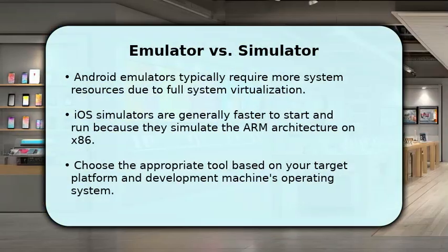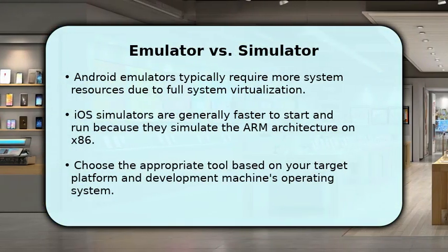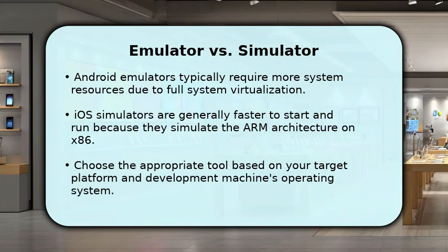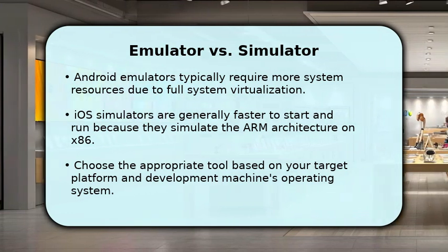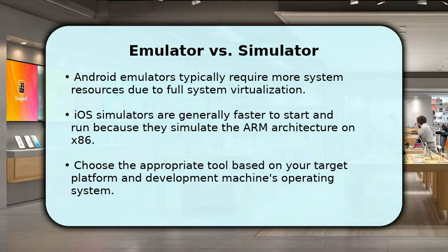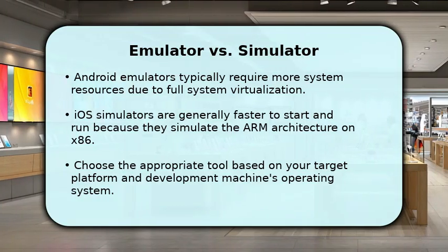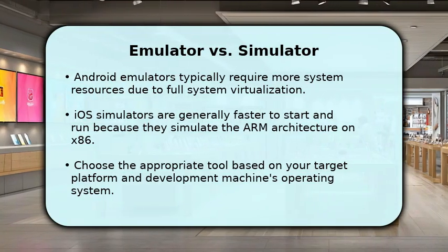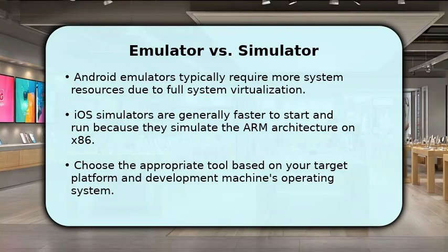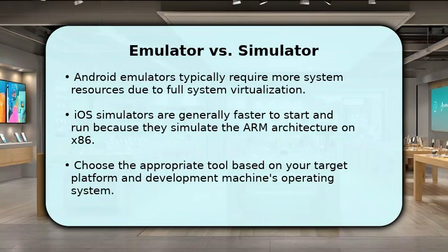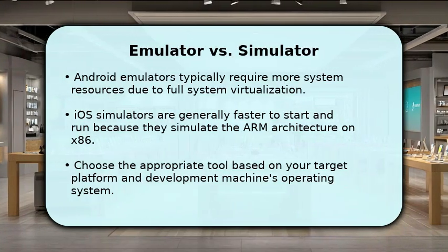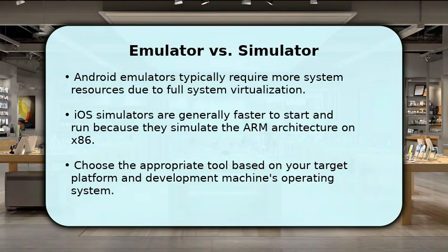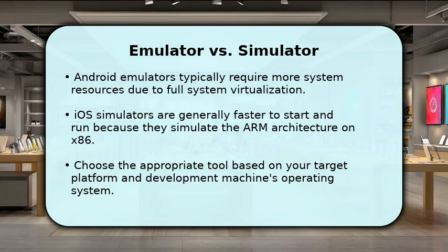When comparing, Android emulators, like those running Android API 33, often demand more system resources, potentially using over 2 gigabytes of RAM as they fully virtualize the hardware. iOS simulators, however, tend to be quicker to launch and operate as they simulate the ARM architecture on an x86 host, which is less resource-intensive.